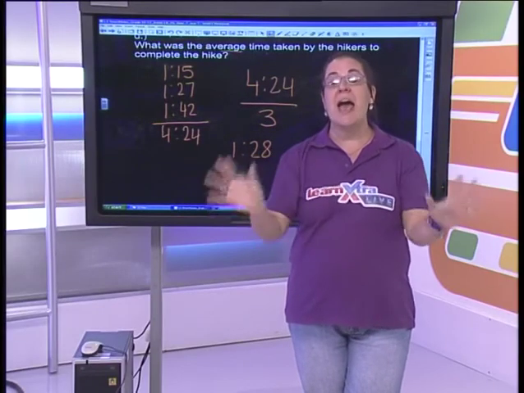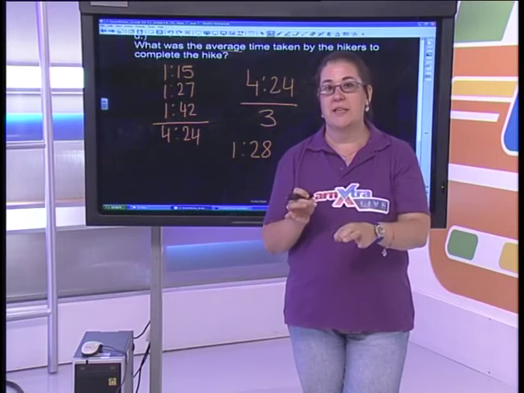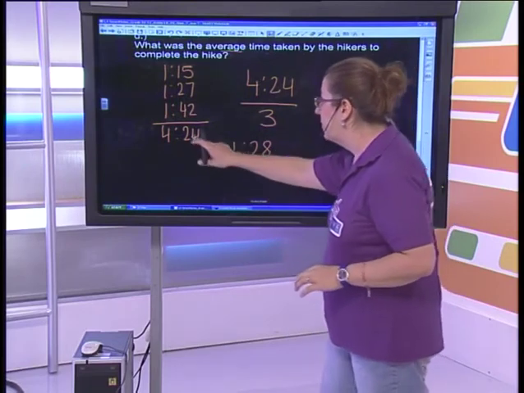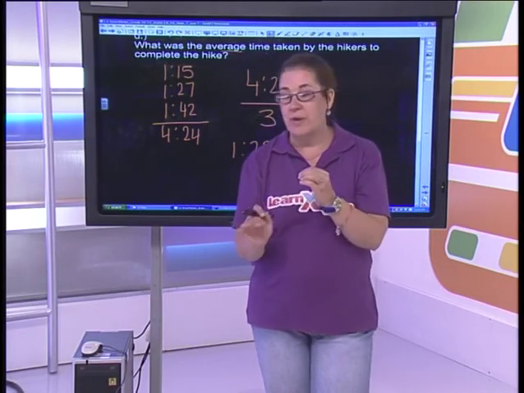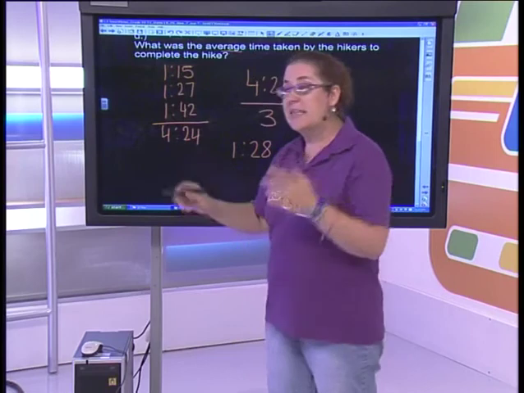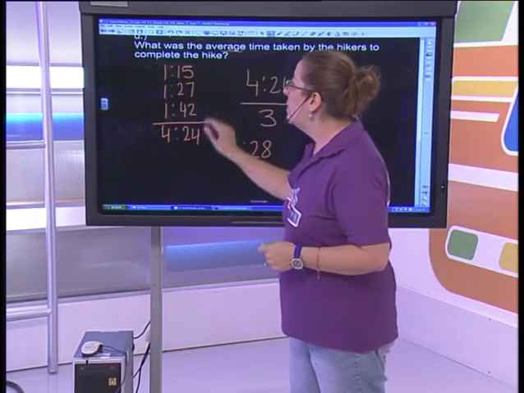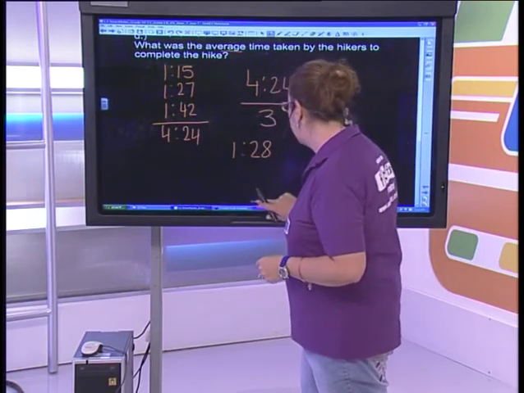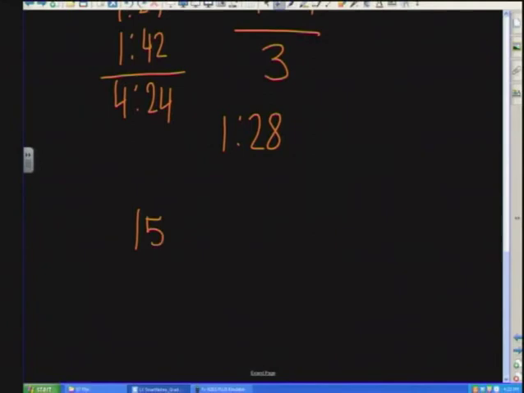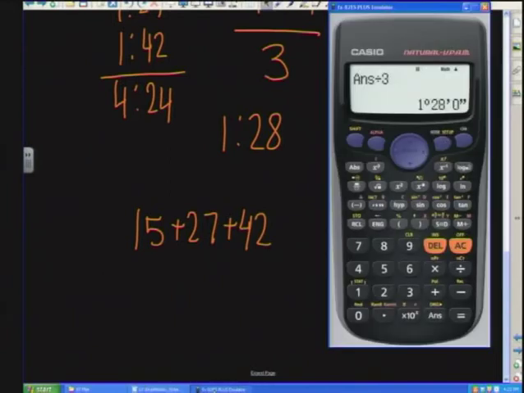Now let's assume you didn't have this calculator and you don't have that time button. So how would we actually work out this average? Well, we can add these all up and get to 4 hours 24 and just divide by 3. But alternatively, we can see that they're all 1 hour. So I really only need an average of the minutes. So I could have said, well, okay, let's do 15 plus 27 plus 42, just the minutes, and add those up on the calculator. I get an answer of 84 minutes.